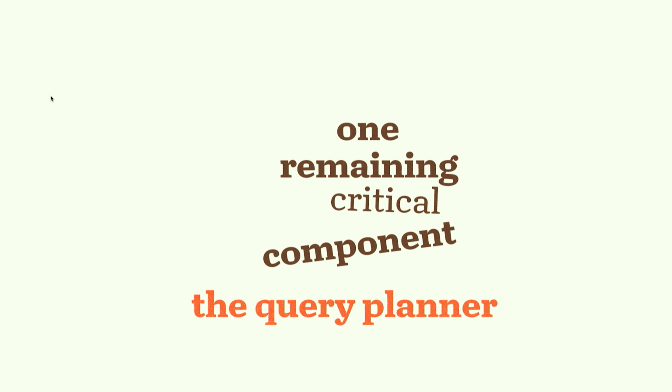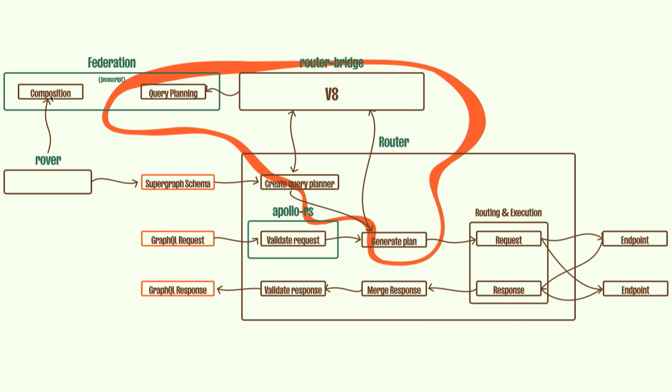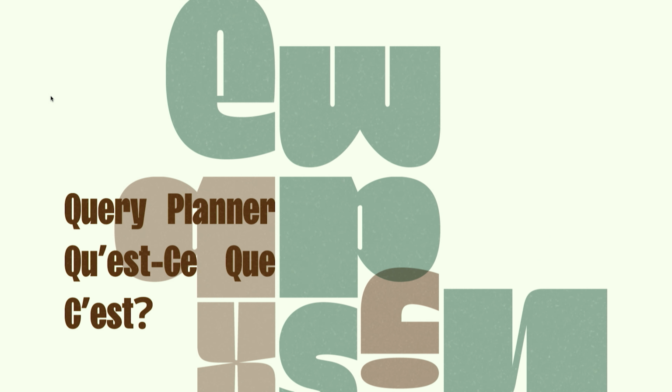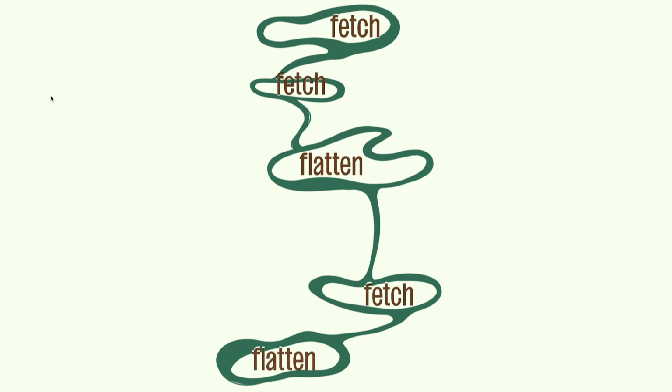And this is the one that we actually ended up rewriting here. So, what's the query planner? Well, the query planner is something that breaks down an operation that comes in and creates most optimal paths for you to be able to get the data you need from the subgraphs or REST endpoints.